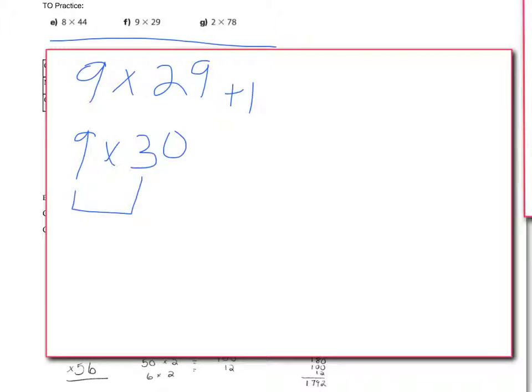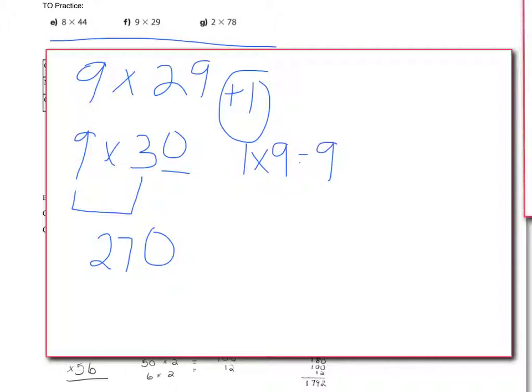9 times 3 is 27. I took off 1 0, I'm adding 1 0. But I'm not quite finished because remember I added 1. So I added 1 group of 9, which means I really just added 9. So I have to take that 9 back off. So I'm going to have to borrow from the 7. It's going to become 6. 10 minus 9 is 1. 6, 1. So it's 261 is my final answer.